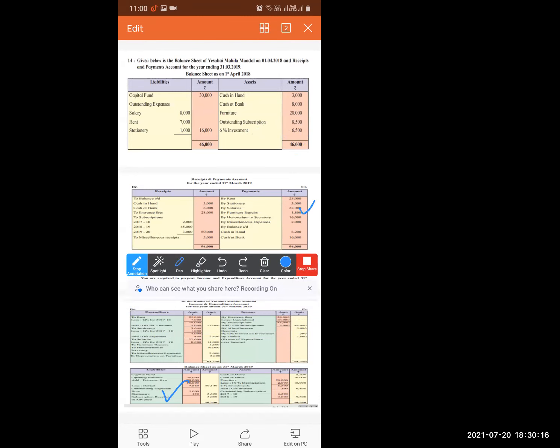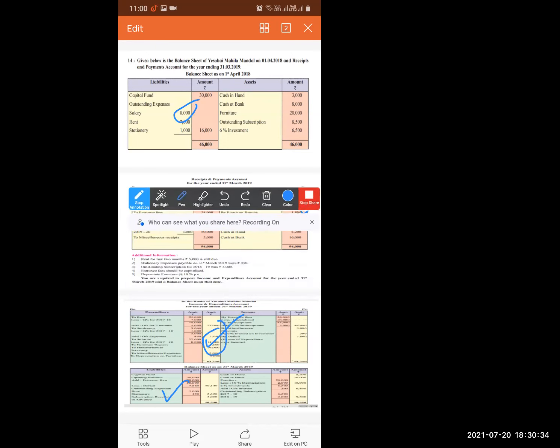Next one is the salary. How much is the salary? That is 22,000. Now the outstanding salary amount is 8,000. So see here, outstanding of last year. So now the salary is 14,000. Till here it is clear. We got it, see, there is no adjustment related other than this, so we are not including anything else. Is this clear?